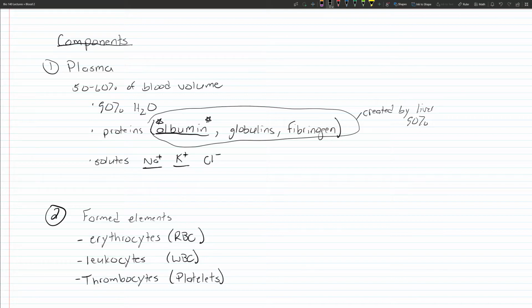So if we wanted to make a little diagram, we can do it like this. We can have a little box here, and another little box here. We can say here plasma. And then we have little proteins.